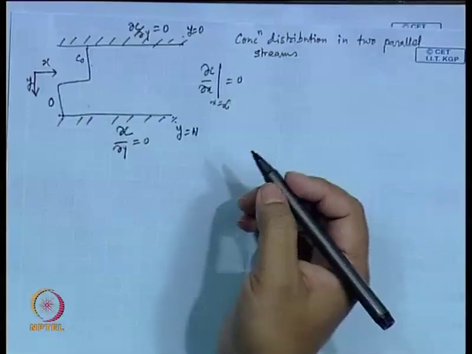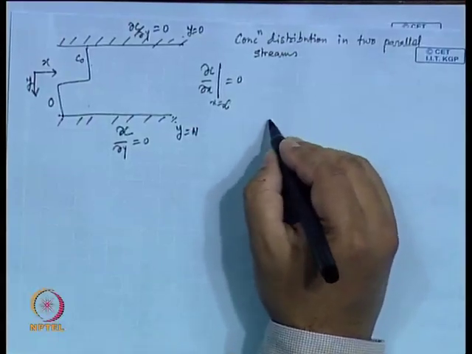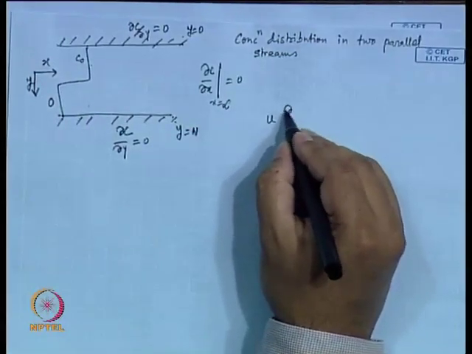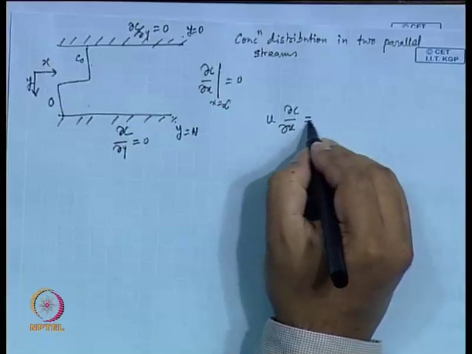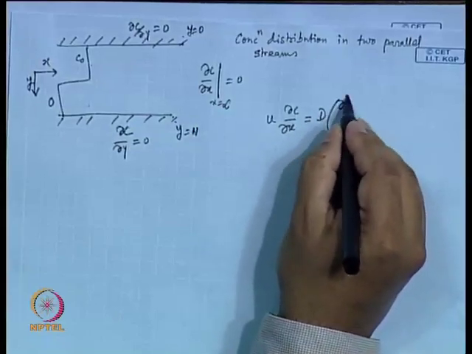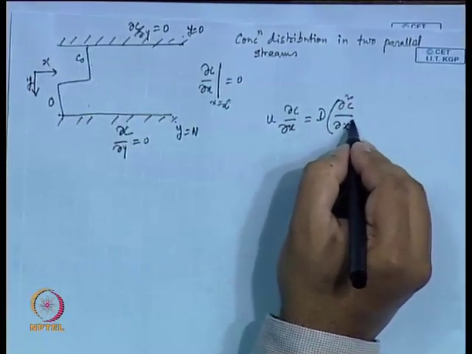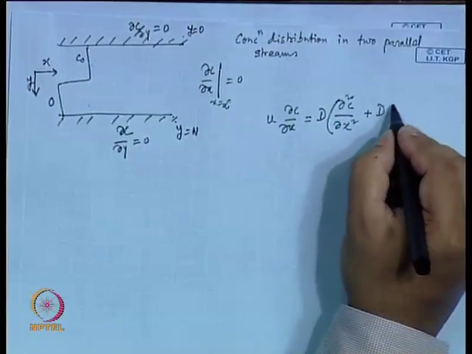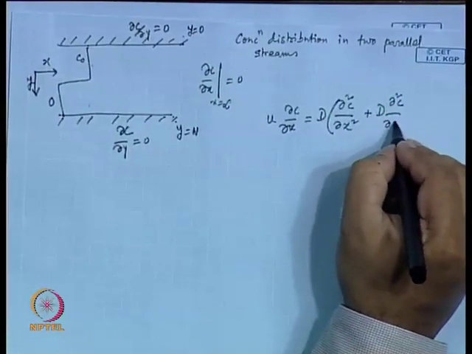Now, if you write the governing transport equation, you should be writing it as u del C del x is equal to D del square C del x square plus D del square C del y square.